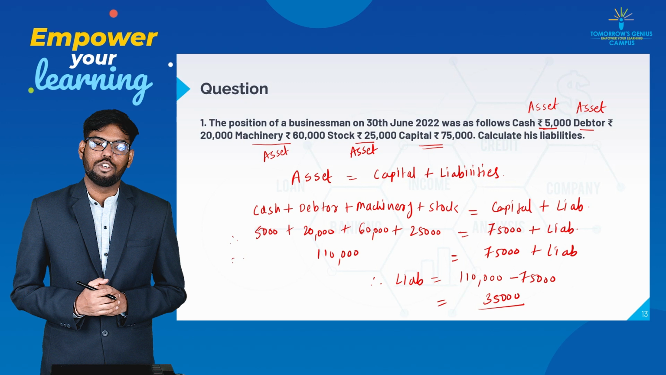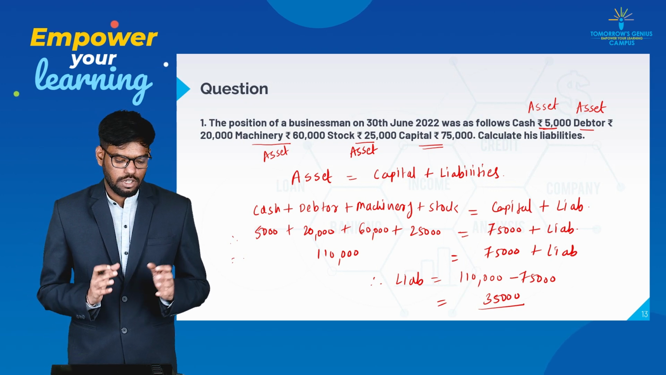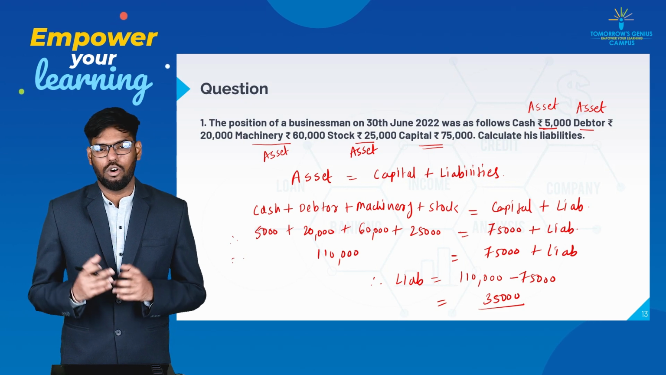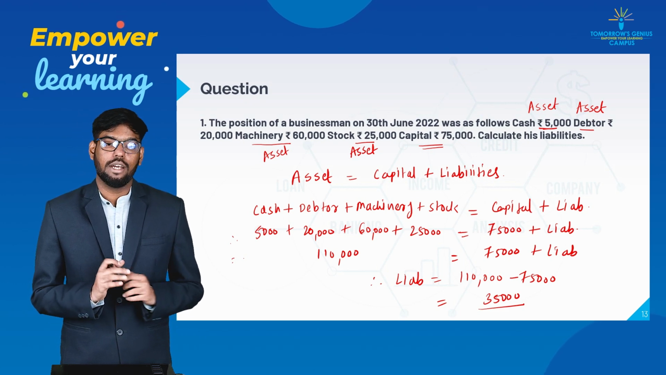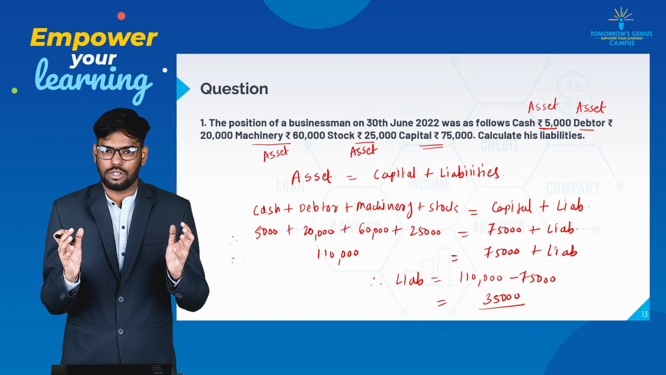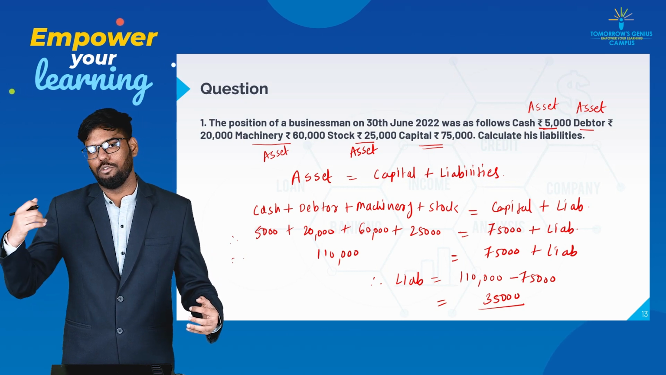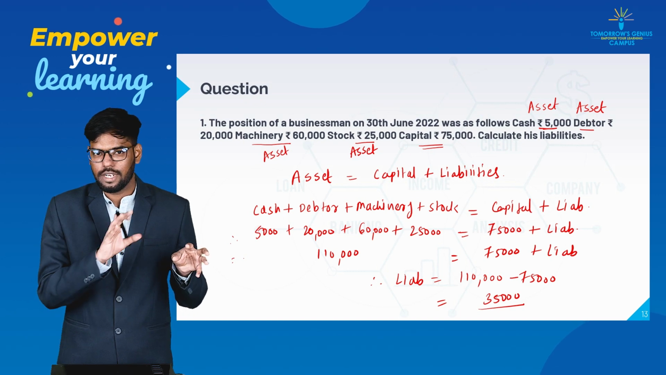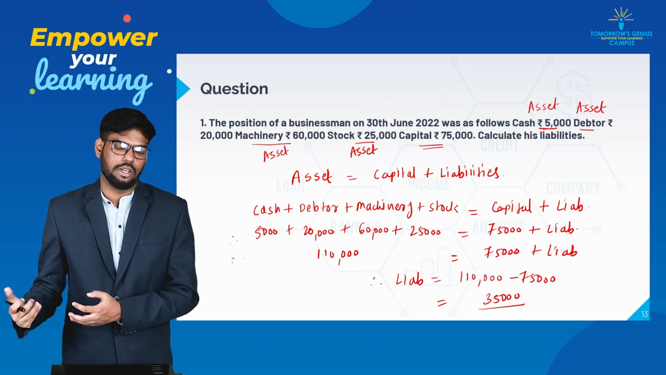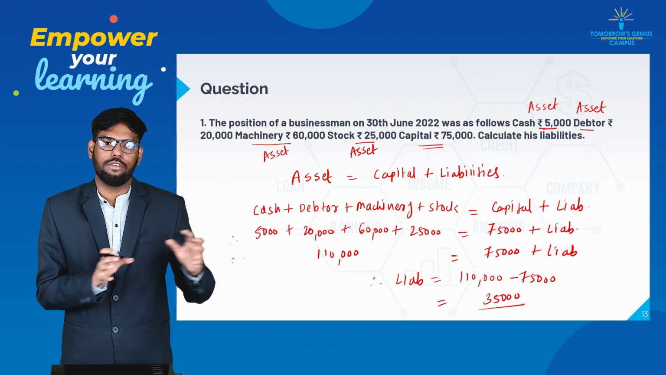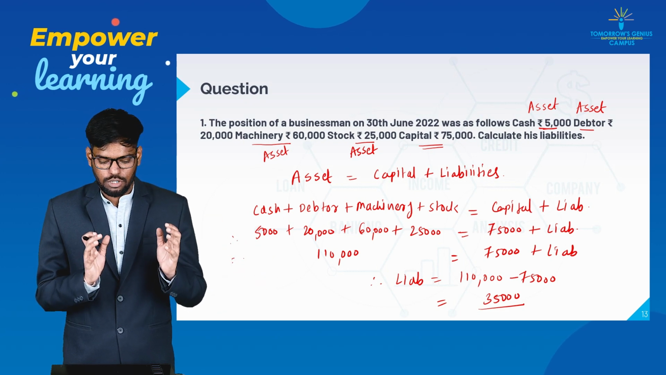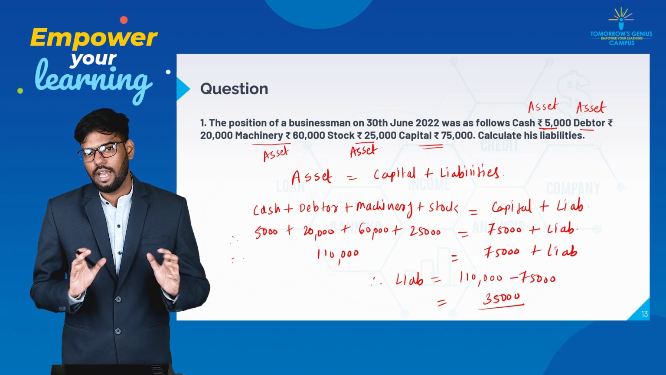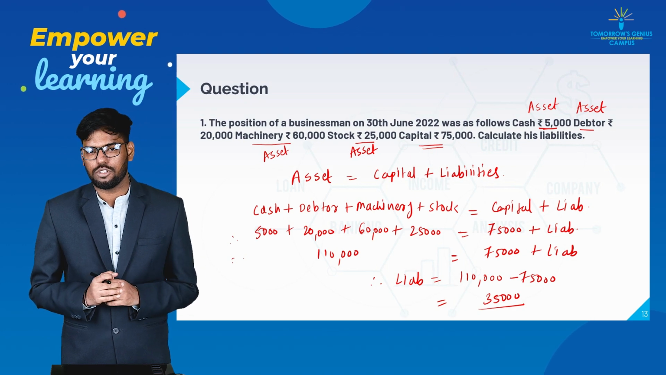That will be the answer for your liability, and the answer is rupees 35,000, right? So with the help of the accounting equation, we can easily find out the capital, liability or asset of the business, because it's an equation, right? If you know asset and liability values, then you can calculate capital. If you know asset and capital, you can calculate liability. If you know liability and capital, you can find out asset, right? So this is the equation.